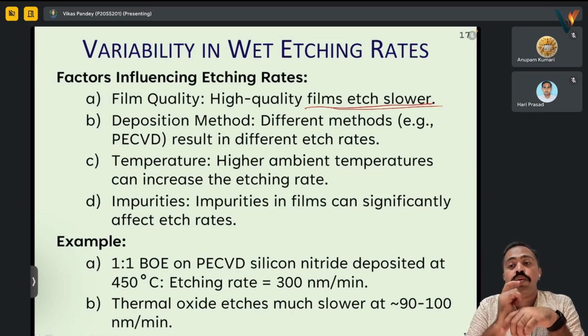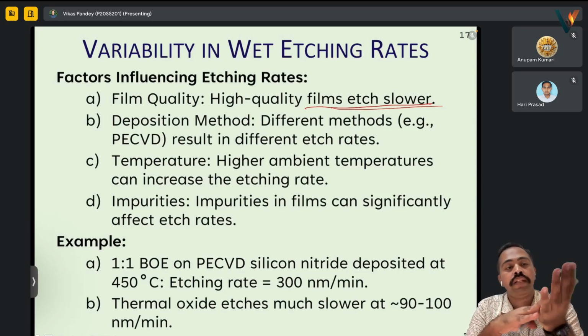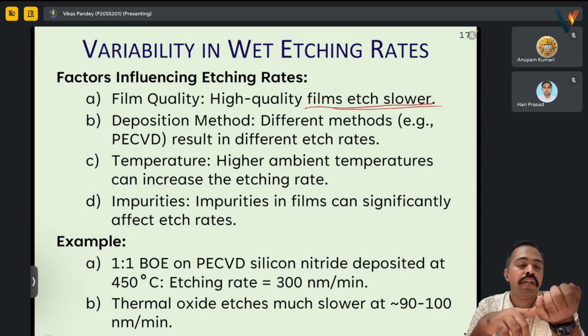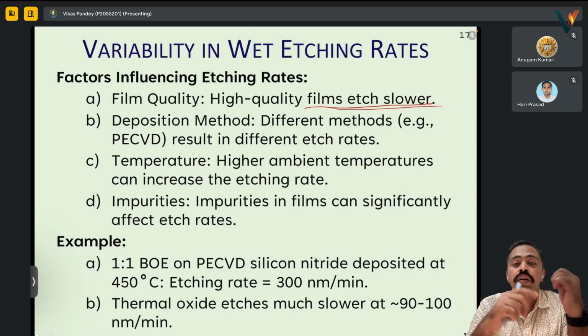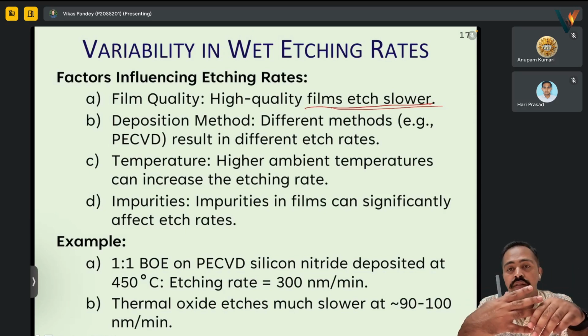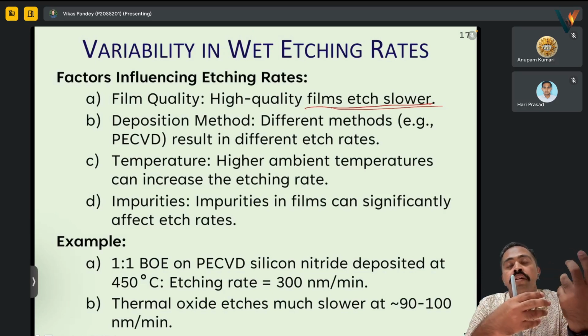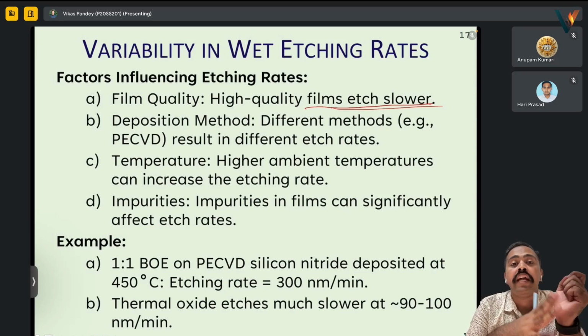the etch rate. So we must understand that if we have optimized the etch rate for something deposited, say SiO2 deposited using sputtering, the same etch rate might not be available for one grown using thermal oxidation, right? So we will have to optimize based on the type of deposition method also.